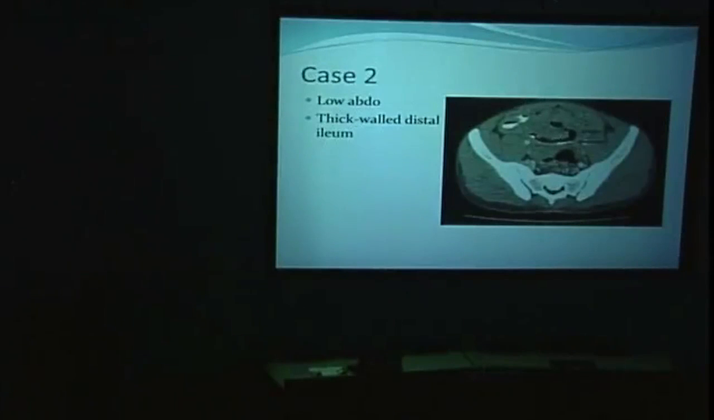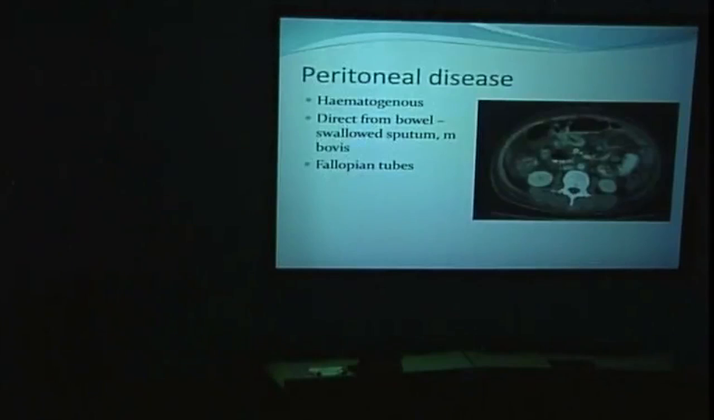These are different possible entry points for TB to get into the peritoneum. It can be hematogenous spread from the lung, but it can be direct from bowel or from a perforated lymph node, or just direct ingestion, either from coughed up sputum and swallowed, Mycobacterium bovis from unpasteurized milk, or from fallopian tubes.